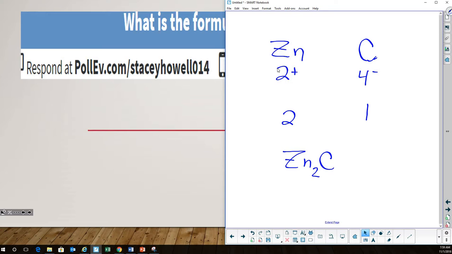Right, but we want the lowest number they both go into. So the lowest number both 2 and 4 go into is 4, right? Yes? Okay, so we want the lowest number they both go into.